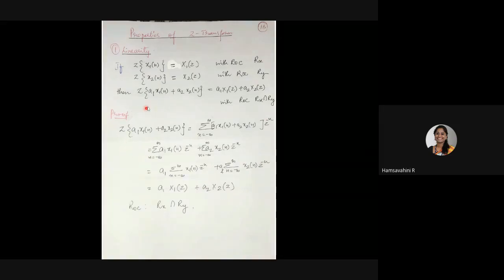So if we apply the Z transform on a sum of weighted discrete time signals, then the Z transform is given by the sum of the weighted individual Z transforms x1 of z and x2 of z, and whose ROC is represented by the intersection of the ROCs of the individual signals. So in this case, the ROC is Rx intersection Ry.